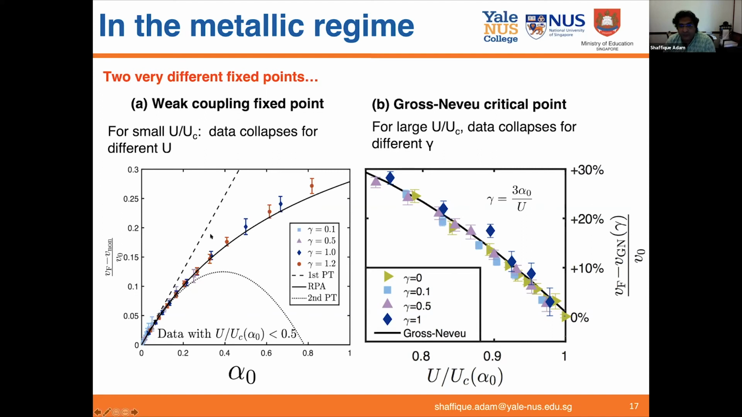And you can see the first order perturbation theory, second order perturbation theory, and the RPA. You can see that the quantum Monte Carlo reproduces the RPA for very, very small Hubbard U. That's the limit of the long range Coulomb interaction. But you can also see that when the Hubbard U is very large, you reproduce a Gross-Neveu theory, and the data collapses independent of the long range interaction. So what you find is that there are two very different fixed points in the system, one governed by the short range interaction and one governed by the long range interaction. In some sense, the two kinds of interaction play out very differently in graphene.